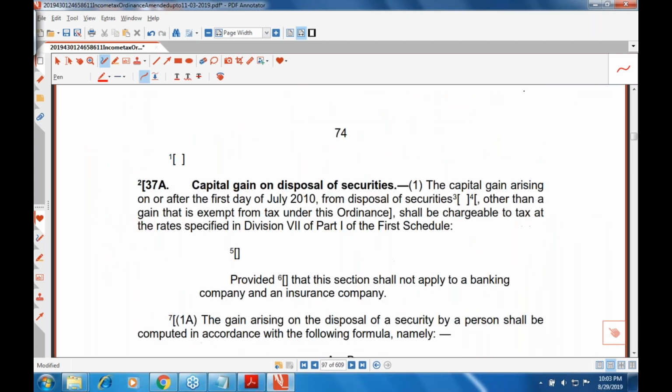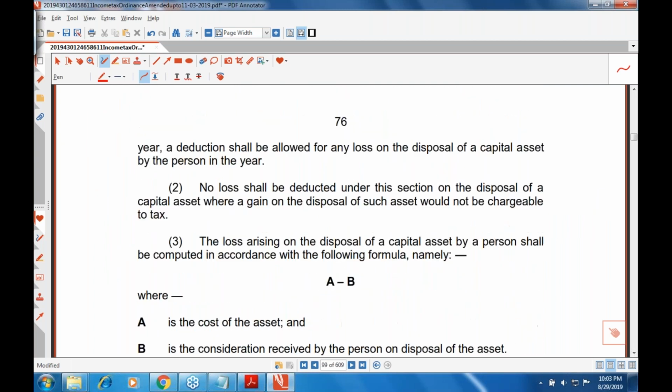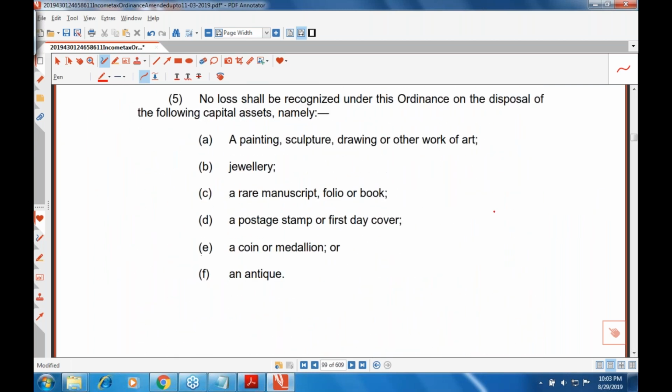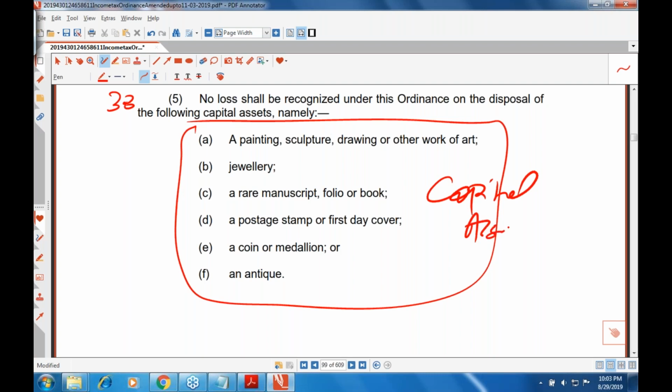But there are a few assets which are considered to be capital assets, and they are mentioned in section 38 subsection 5. What exactly are they? These are all examples of capital assets. The law says these are movable property, but we will consider them to be capital assets.